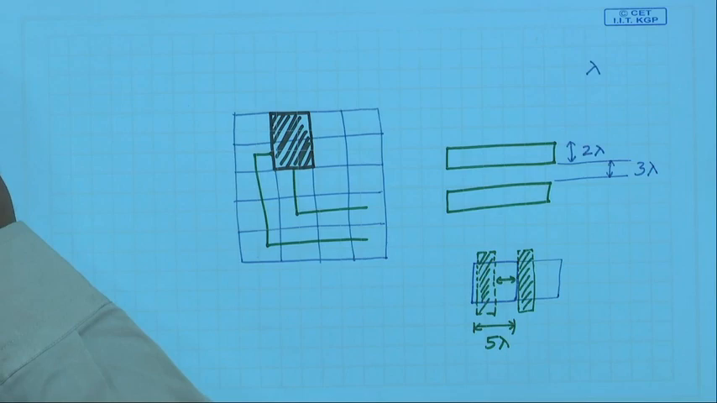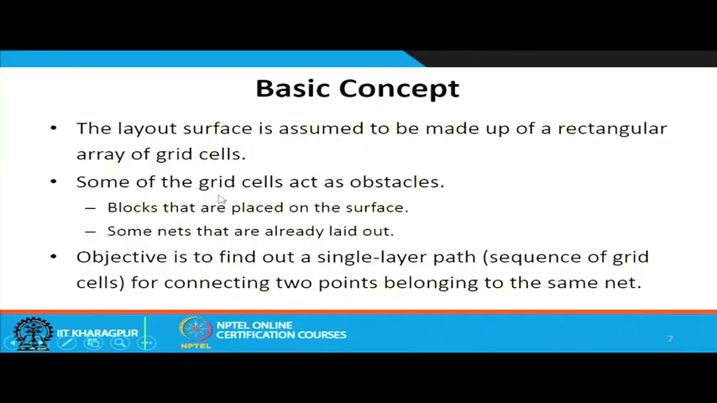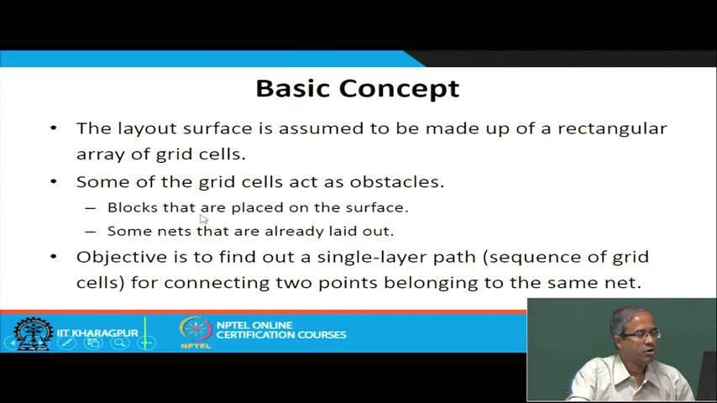So, the cells in the grid, they represent either obstacles or free cells through which we can run the interconnections. Like some of the blocks that are already placed on the two-dimensional surface, they can work as obstacles. So we shall show them on the grid by coloring them with a dark color. And also some of the nets which are already laid out, they will also be shown as obstacles, because for future connection of the nets, you should not cross these nets which are already laid out.